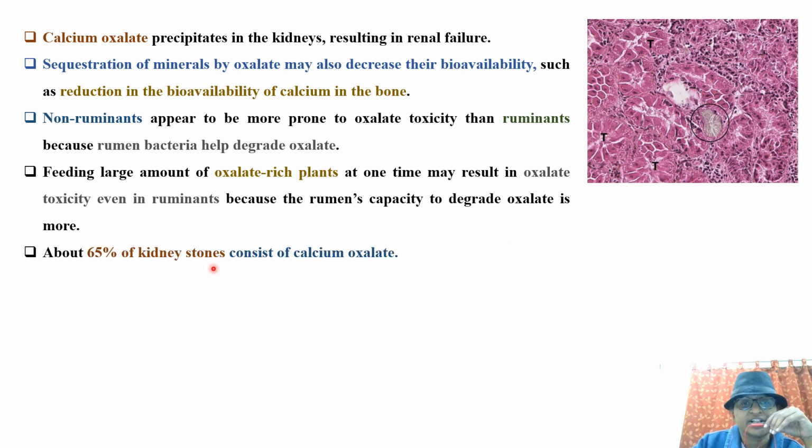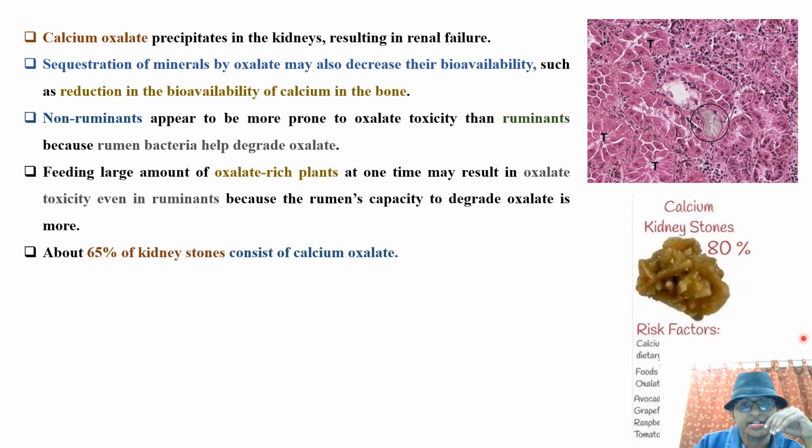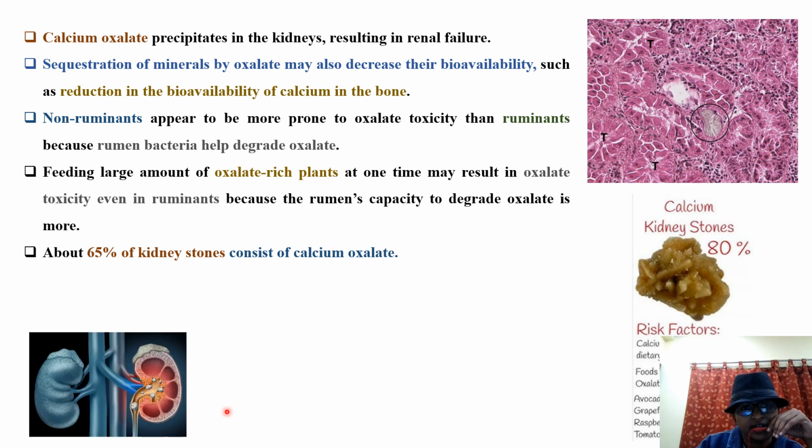About 65% of kidney stones consist of calcium oxalate. Here you can see the various calcium kidney stones. These are all the sources of food which are rich in oxalates. You can pause the video and go through them. Some of them like spinach or raspberries I have put in the first slide also. So these are the kidney oxalate stones.